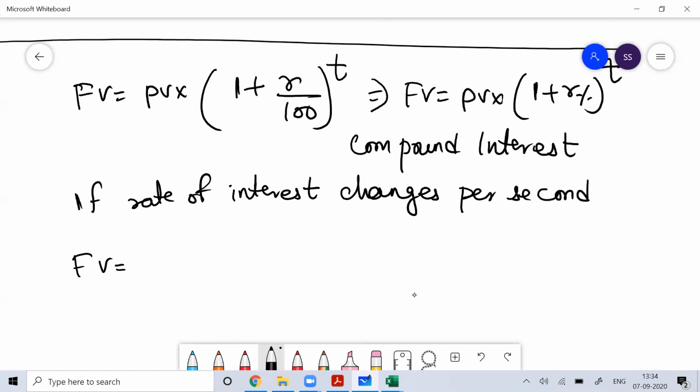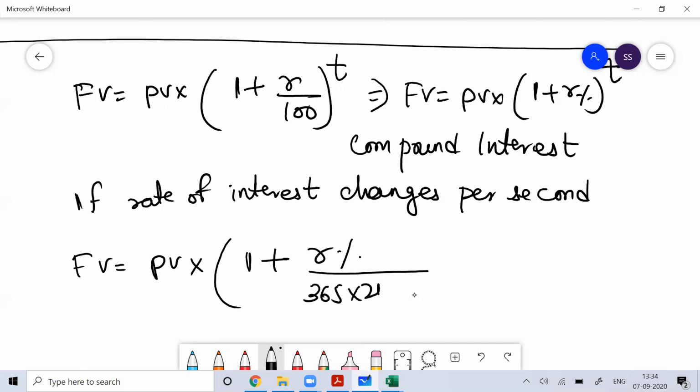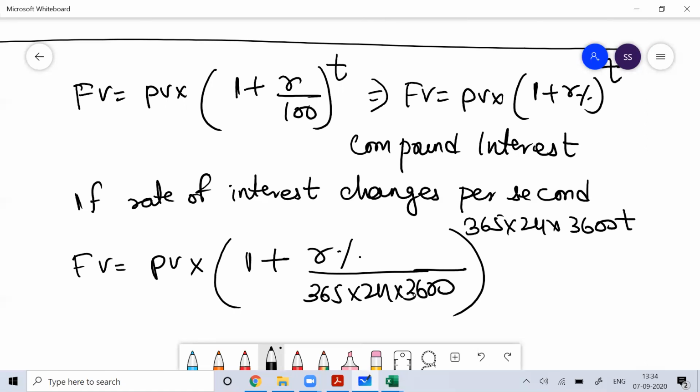Then the formula becomes future value equals present value into 1 plus r percent divided by 365 into 24 into 3600, because 1 year has 365 days, 1 day has 24 hours, and 1 hour has 3600 seconds. So ultimately the calculation becomes: future value equals present value into 1 plus r percent divided by 365 into 24 into 3600, to the power 365 into 24 into 3600.